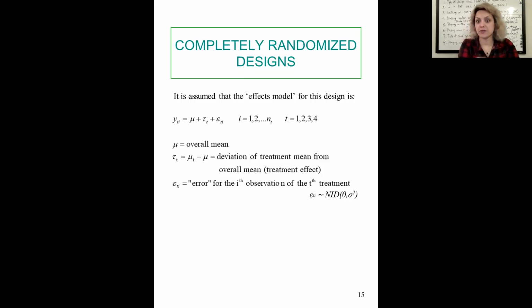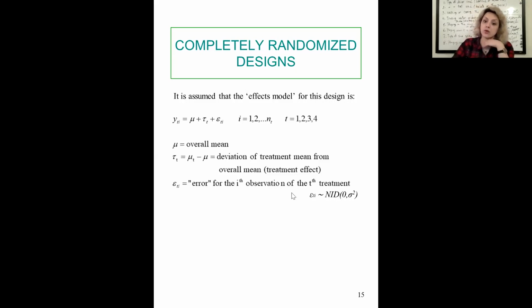We said that, for example, in the previous example, we had 4 treatments. Each of those treatments is going to have its own mean. So the mean of these treatments minus the overall mean is the deviation of treatment mean from overall mean. The epsilon, we call it error. Epsilon means a very small number. Here, epsilon is the error for the ith observation of the treatment that we would have.